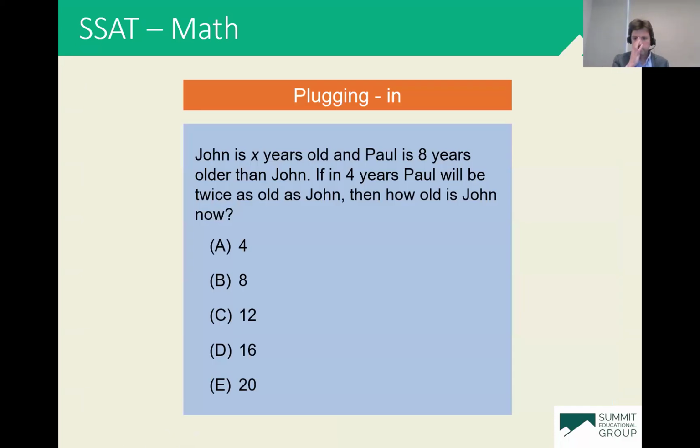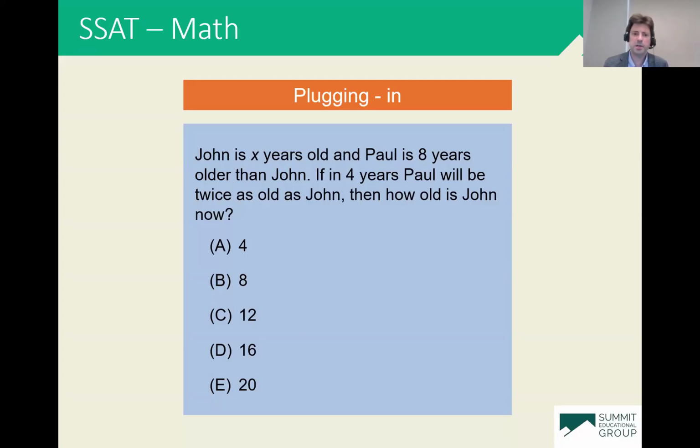So here's an example of kind of again sort of leaning into the aptitude component of this test. A word problem that on its surface seems pretty complicated, like John is X years old and Paul is 8 years older than John.